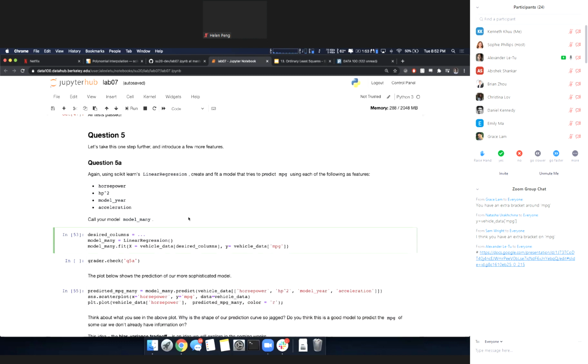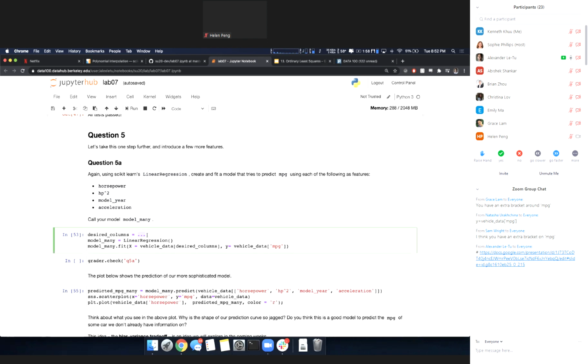So question 5. For question 4, we just used 2 columns: horsepower and horsepower squared. Now we're going to take this another step up and use 4 columns. This would be like using x1, x2, x3, and x4, as well as an intercept term. So we can go ahead and do that.